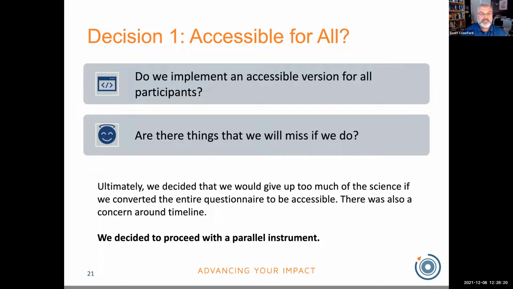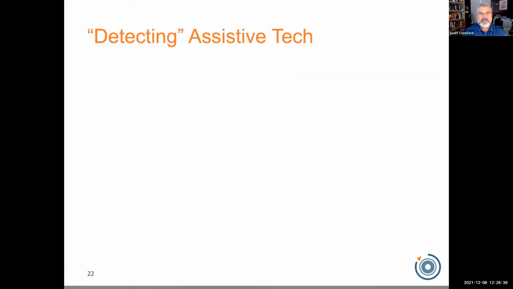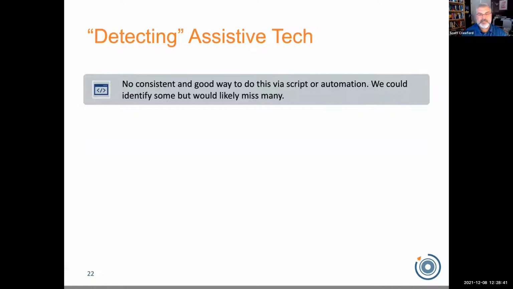So ultimately, we did decide that we needed to proceed with a parallel instrument, which meant that there was going to be a branch point where we identified if someone needed the accessible version or not. There was too much that we would be giving up scientifically at this point to make it work. So that's the way we proceeded. What that exactly looked like, I'll show you here.